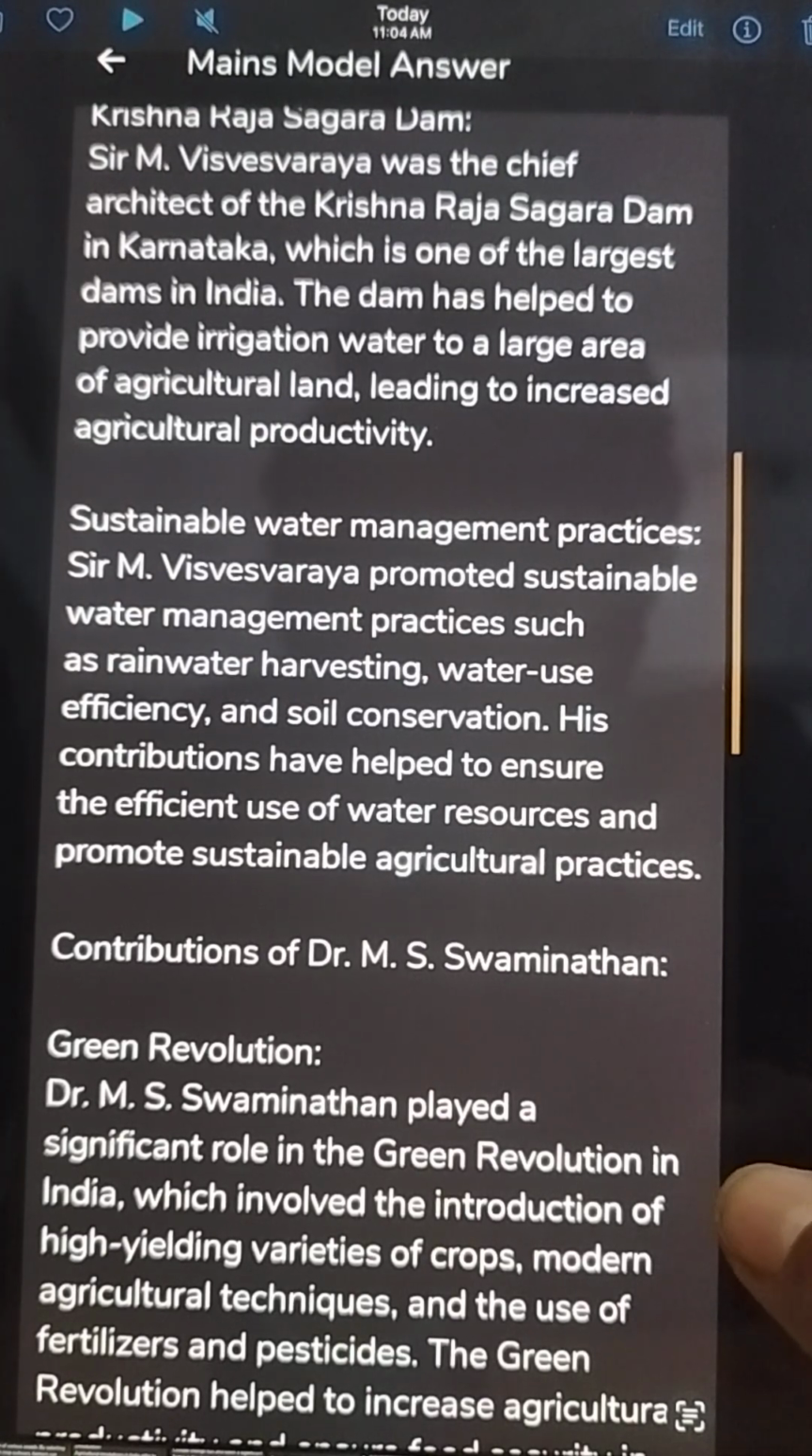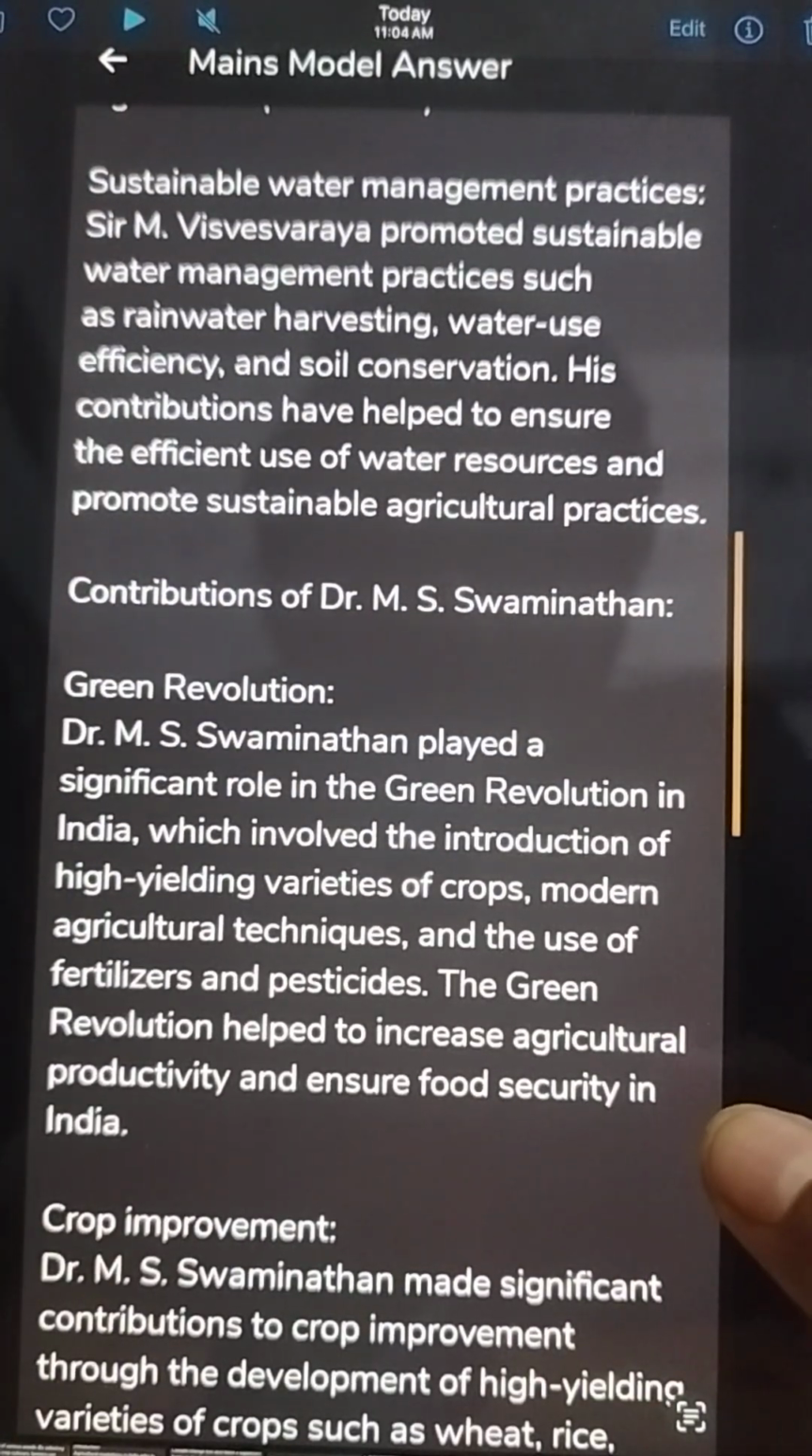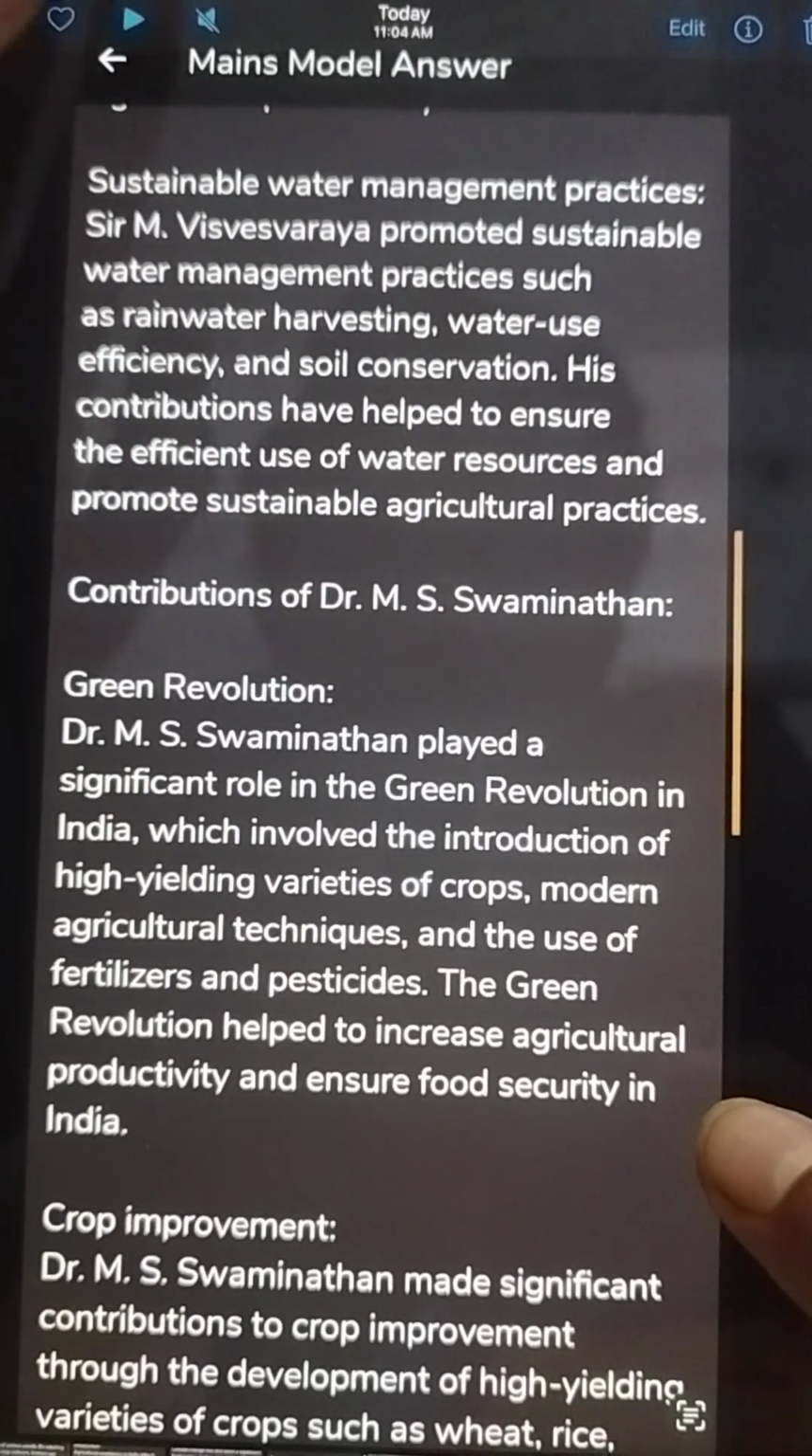Contributions of Dr. M. S. Swaminathan. First is Green Revolution. Dr. M. S. Swaminathan played a significant role in the Green Revolution in India, which involved the introduction of high-yielding varieties of crops, modern agricultural techniques, and the use of fertilizers and pesticides. The Green Revolution helped to increase agricultural productivity and ensure food security in India.